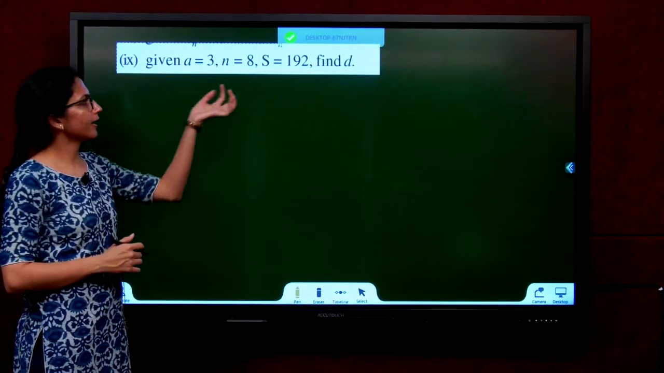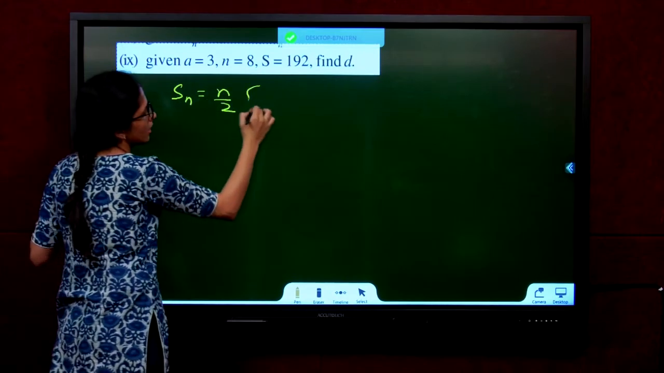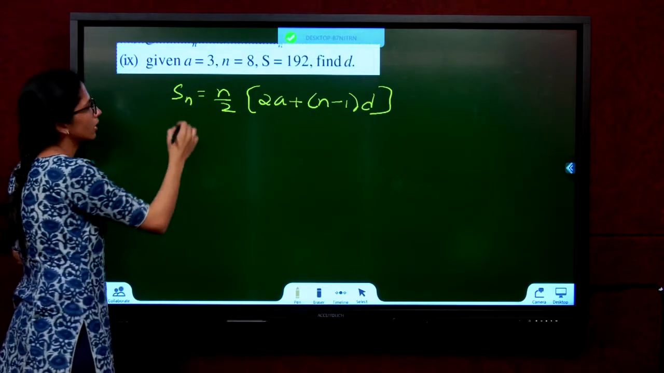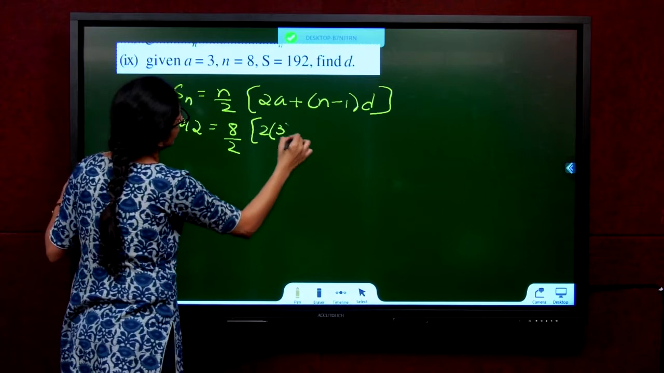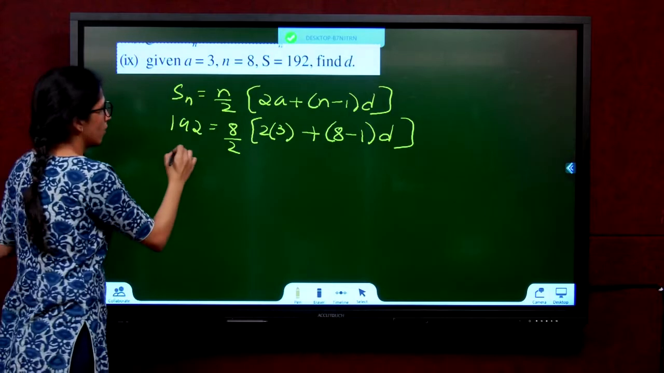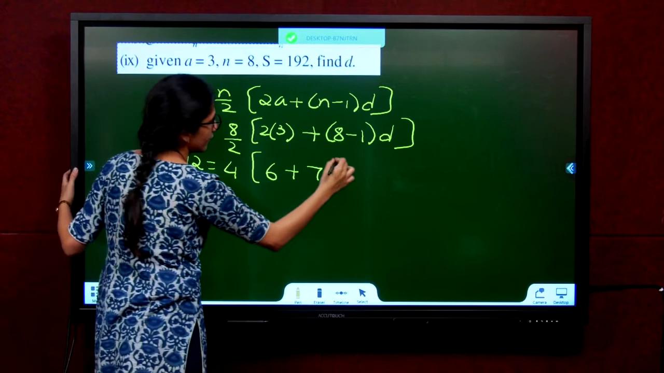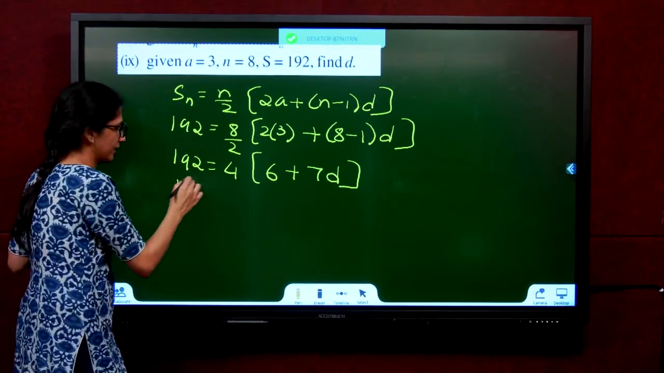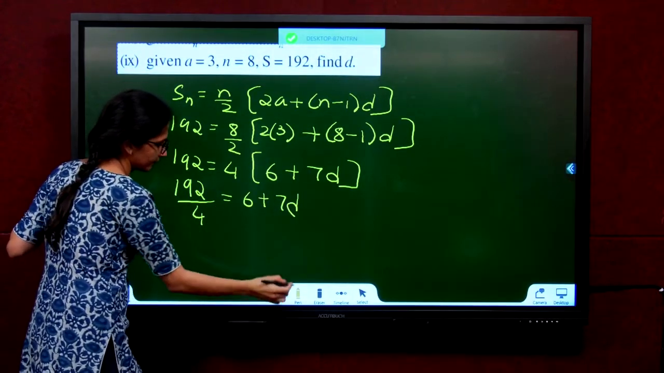So it's given a, n and s. You have to find d. Easy. Sn is n by 2 into 2a plus n minus 1 into d. Substitute and go. 192 is equal to 8 by 2 into 2 into 3 plus 8 minus 1 into d. 192, 8 by 2 is 4, 6 plus 7d. One option is to multiply and then open or send the 4 down. I am sending the 4 down. You can do anything. 6 plus 7d.